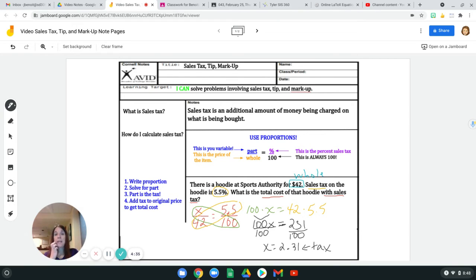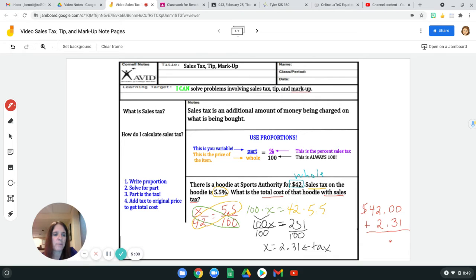Now, we haven't answered the question. What's the total cost of the hoodie? So take the price tag, which is $42, annex your zeros because you're going to line up the tax underneath and you're going to add. Do this without a calculator, please. Practice that decimal math you worked so hard on in 6th grade.